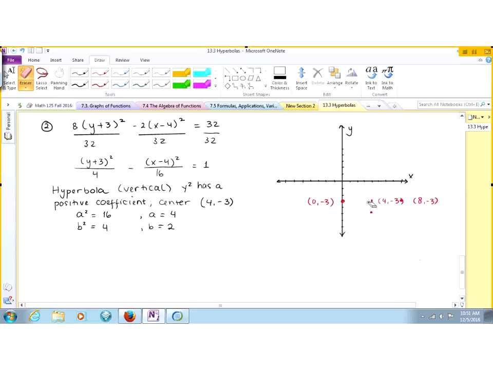So this is 4 comma negative 1. Should be a little bit more up. And what about this? 4 comma negative 5? All right. Then what am I going to do? Draw the rectangle? Yes. All right. So draw the rectangle and then asymptotes. Yes.